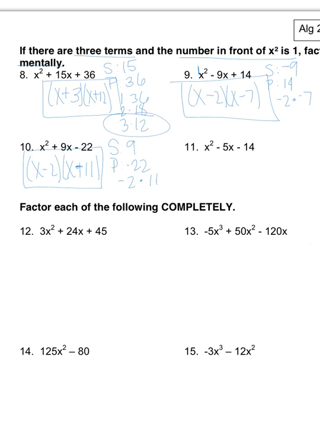Okay, 11, we want the sum to be -5, product to be -14. So that would be, since we're adding to get -5, multiplying to get -14, one term will be negative, and that would be 2 times a -7, because we want to add to -5. So that would be x plus 2, x minus 7. So if the sum was +5, it would be a -2 and a +7.